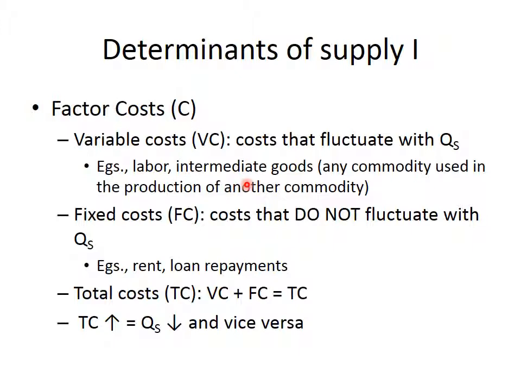Fixed costs don't vary. They stay the same. Examples of fixed costs: rent, mortgages, loan repayments. A lot of you guys are going to be facing loan repayments. You get out of school, you've taken out student loans. That's a fixed cost.